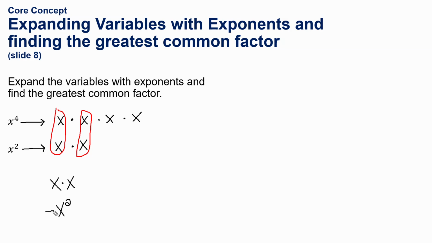Now, an easy shortcut here is when finding the greatest common factor for variables and exponents, you can use the smallest exponent of the shared variable, which is our x squared here. So that's kind of a shortcut for understanding here.